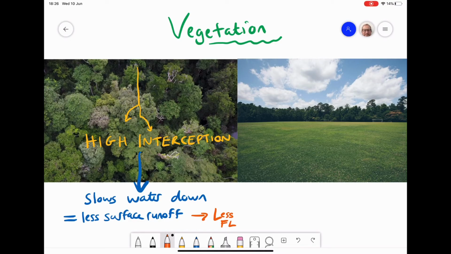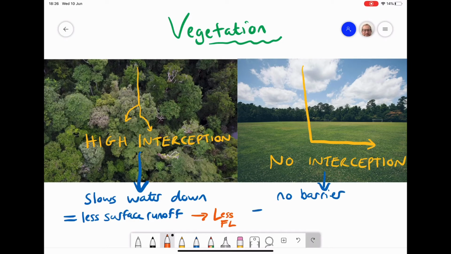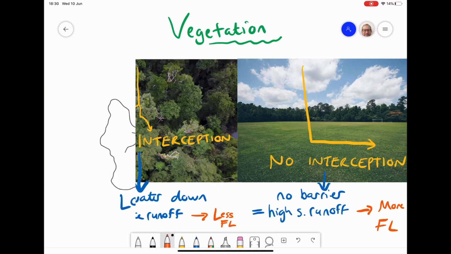However, in this second picture, we have no barrier, so we have no interception. What that leads to is that the water can directly hit the surface and just run off, but it also means if it does infiltrate, then that ground will get saturated much quicker because there's nothing stopping it or slowing it down. And both of these factors mean that we're going to have much higher surface runoff rates, and therefore we have a higher chance of flooding as the water gets to the river very quickly.